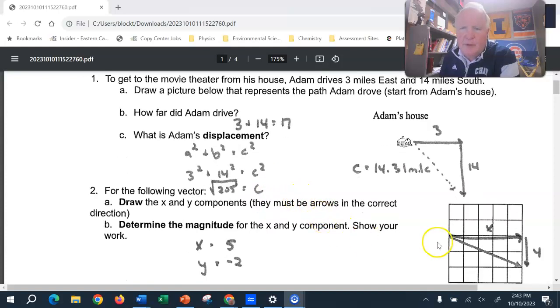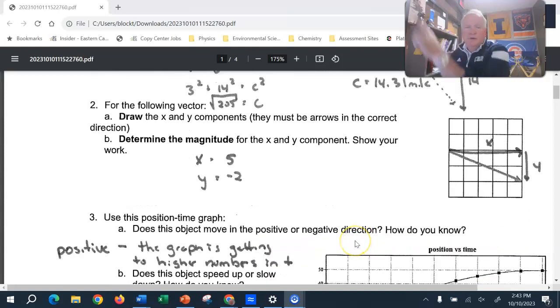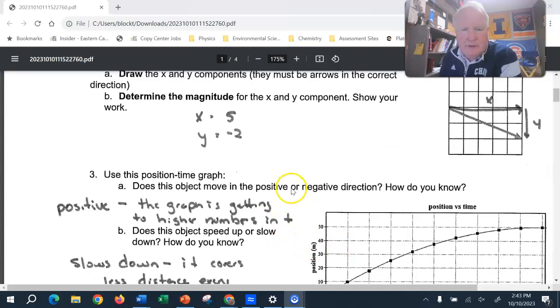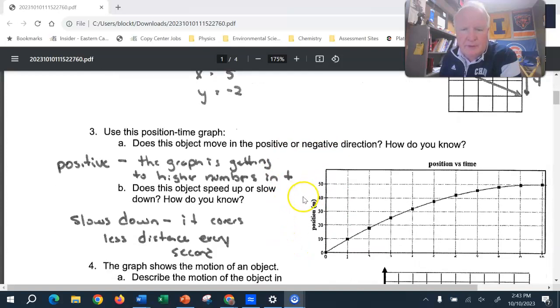All right, second problem looks hard, but it's not that hard. We have this vector right here. They're just asking us to draw the x and y components. Well, the x component is the one that goes along the x-axis. The y one goes down on the y-axis. And then when they ask us what the magnitude is, that's just the number. How big is it? And so we just count the boxes. 1, 2, 3, 4, 5. That's a positive 5. 1, 2, negative. That's a negative 2.